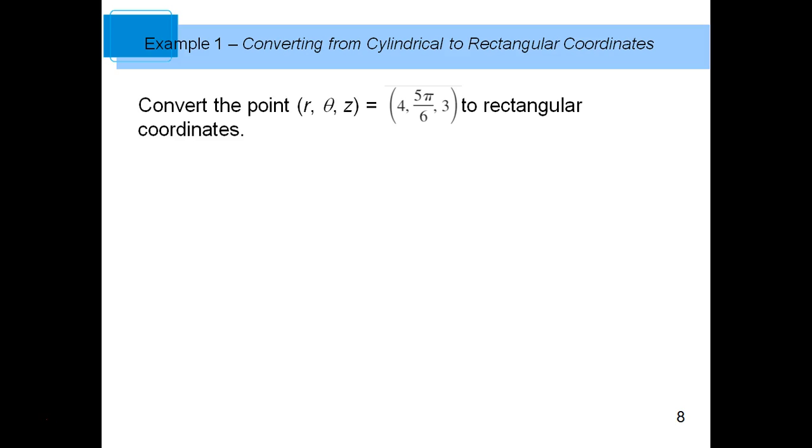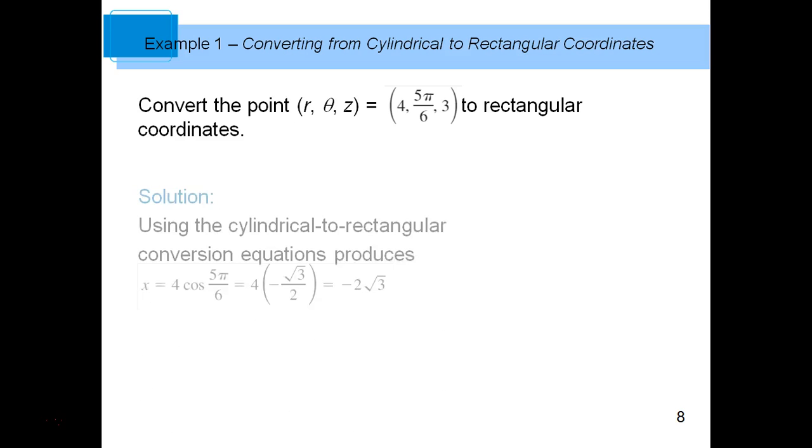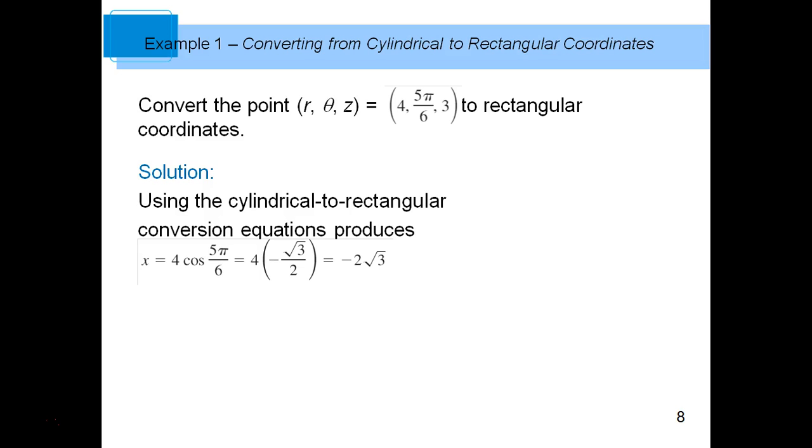So if I have the point (4, 5 pi over 6, 3) and I want to swap that over to rectangular coordinates, I can start backwards and see that z is going to be 3. There's no conversion there. R is 4, and theta is 5 pi over 6. This is in my second quadrant, so I'm going to start with my x. X is equal to 4 times the cosine of 5 pi over 6. On my unit circle, so I can look up the exact value. If it's not on the unit circle, you'll have to use your calculator or some other way to estimate that value. Multiply, I get negative 2 radical 3 for my x.